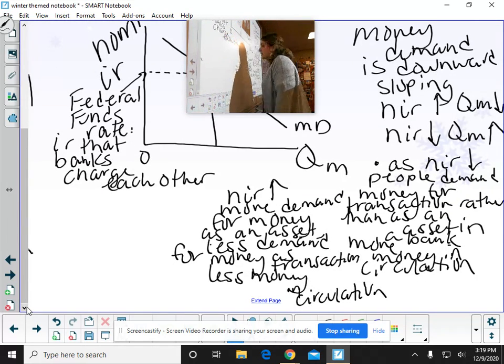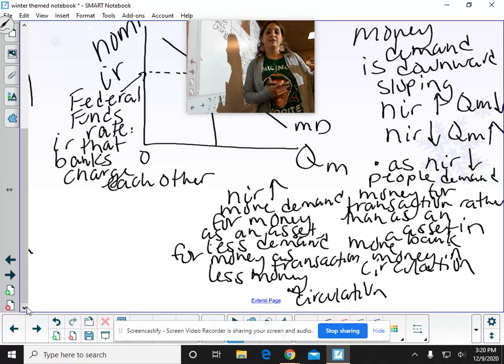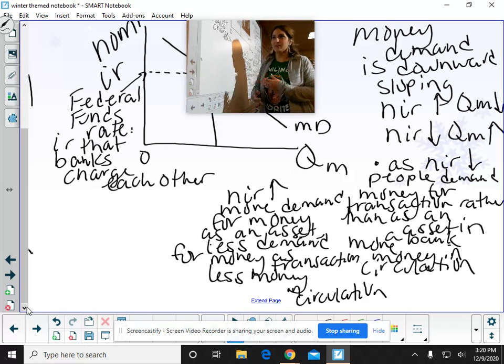So that just explains the negative relationship. If interest rates are high, there's more demand for money as an asset, which means less quantity of money in circulation because I'm keeping my money in the bank. If interest rates are low, then there's more money in circulation, as I'd rather have my money for transactions rather than assets because there's no interest to be earned. So this is an example of why the money demand curve is downward sloping.